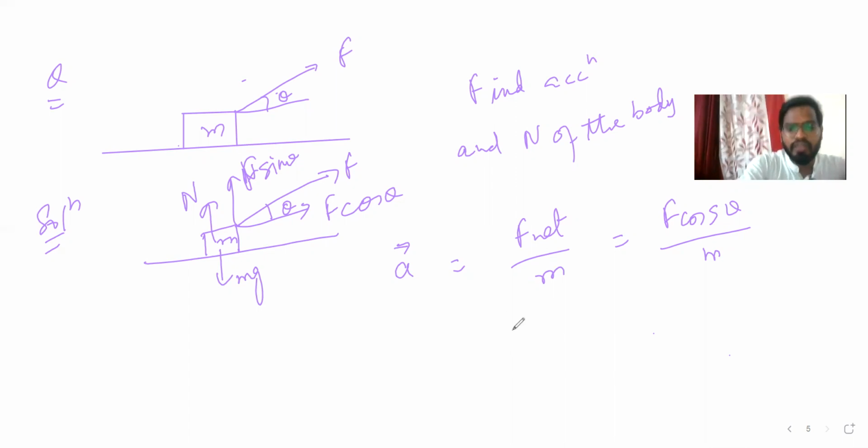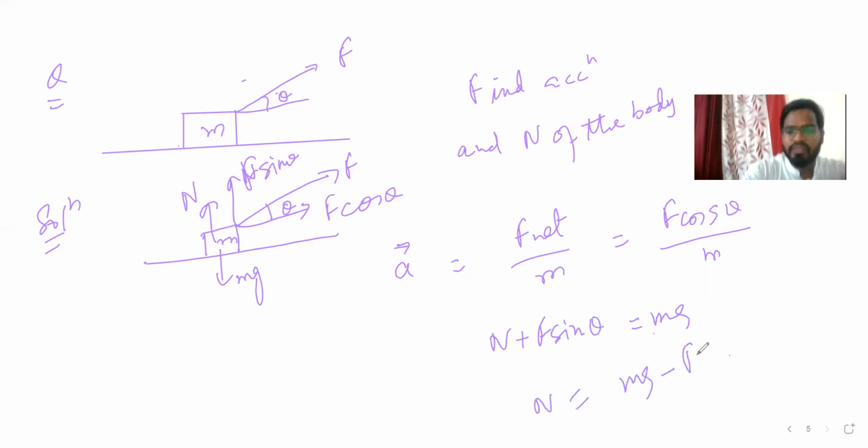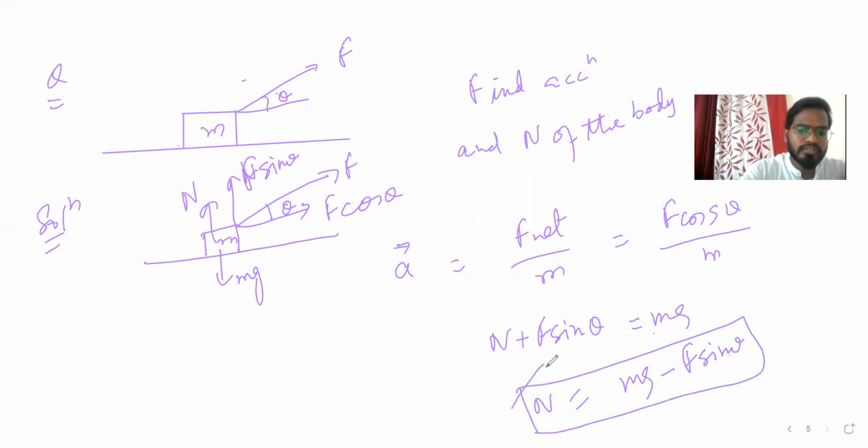So we can say, for upward force, normal plus F sin theta is equal to mg. So normal is equal to mg minus F sin theta. That is going to be the normal force. That's it.